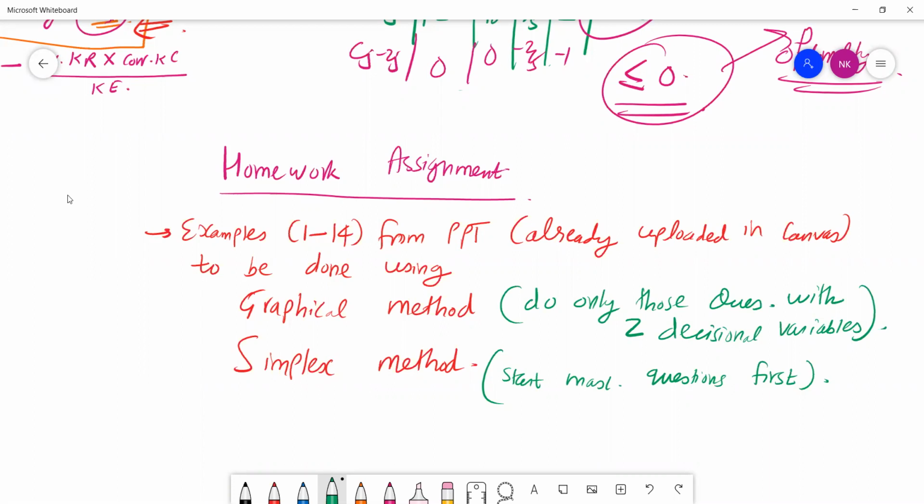So later on, we would also be doing the questions for the minimization. But as of now, you just start doing the questions corresponding to the maximization approach.